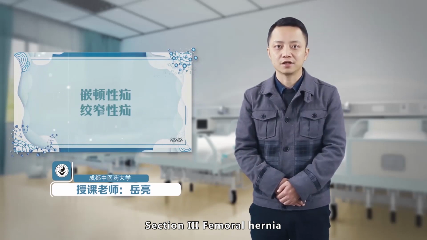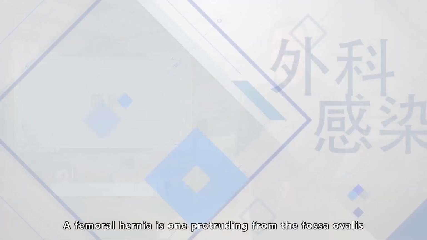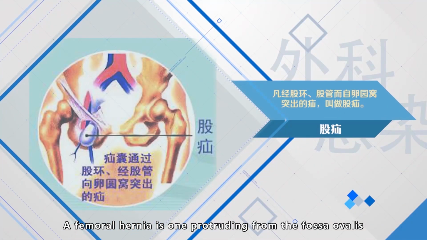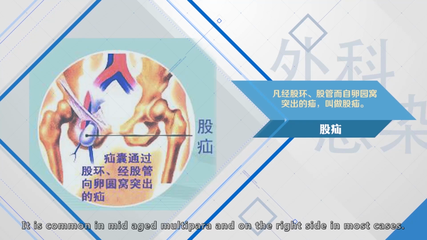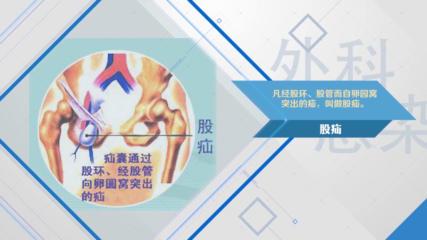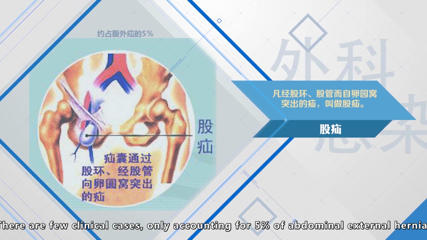Section 3. Femoral hernia. A femoral hernia is one protruding from the fossa ovalis through the femoral ring and the femoral canal. It is common in mid-aged multipara and on the right side in most cases. There are few clinical cases; it only accounts for 5% of abdominal external hernia.